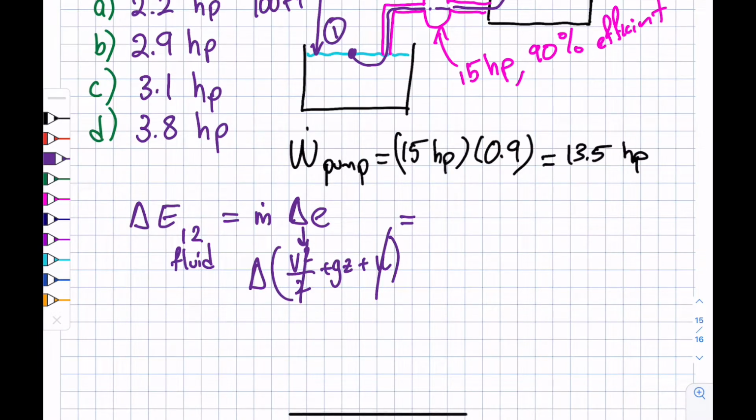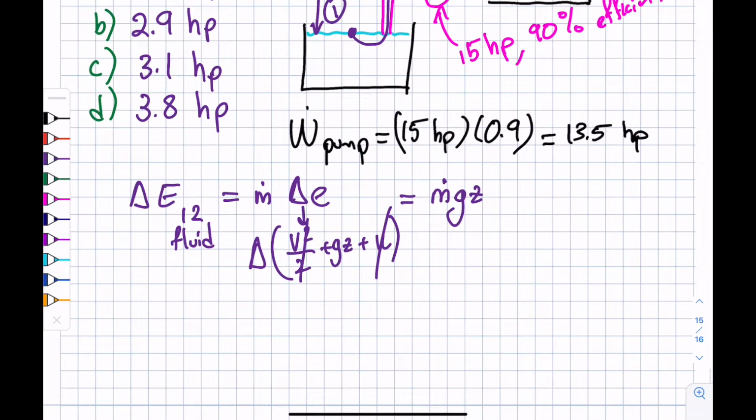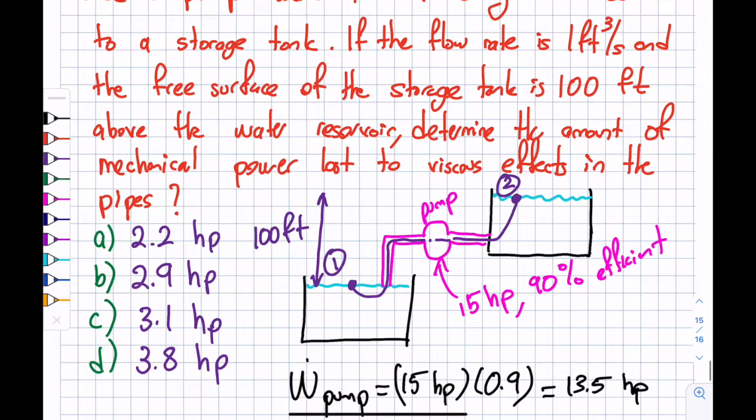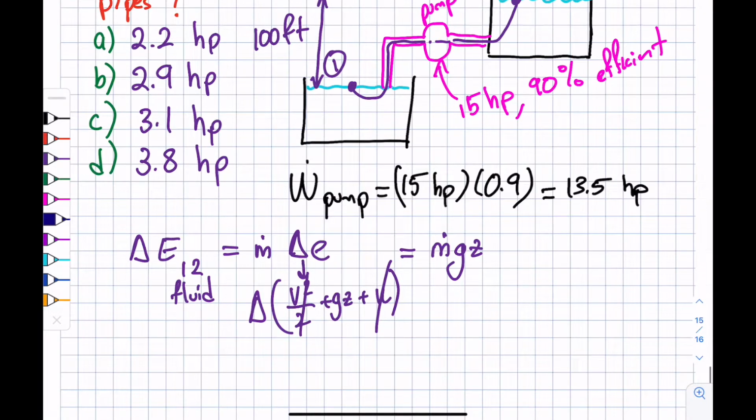So what I get is delta means that this is going to be basically m dot g z. Z is the height difference, basically 100 foot for this particular case. One thing I want to note is that the flow rate is 1 feet cube per second. So the flow rate that is given to me is 1 feet cube per second.